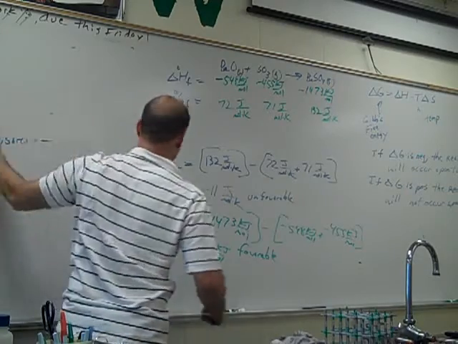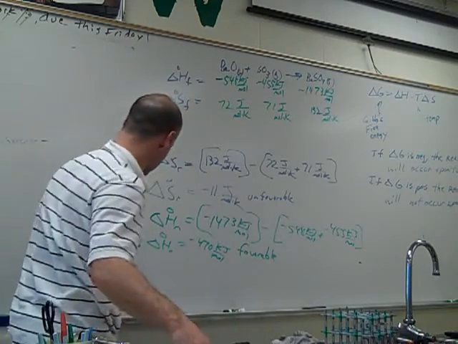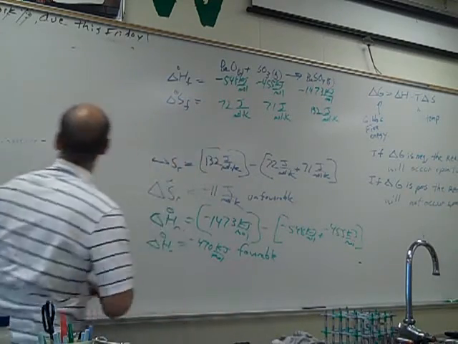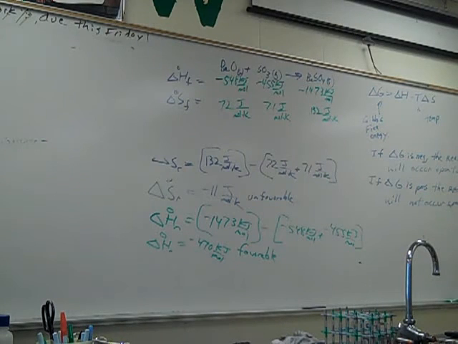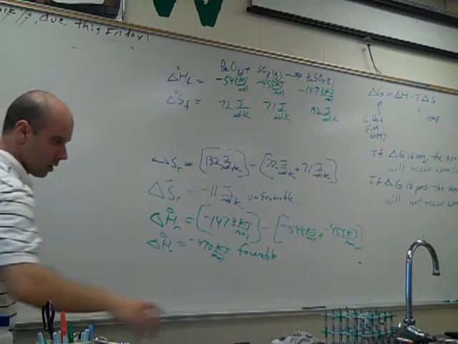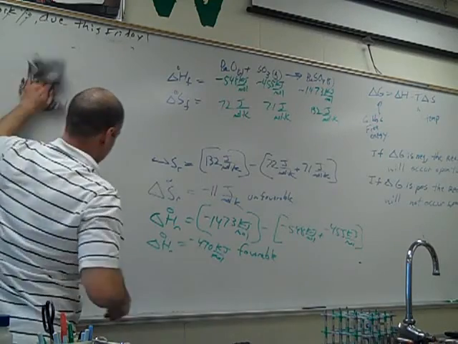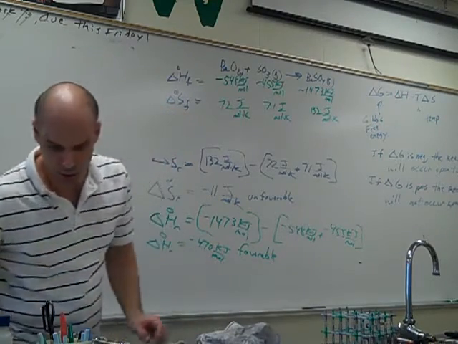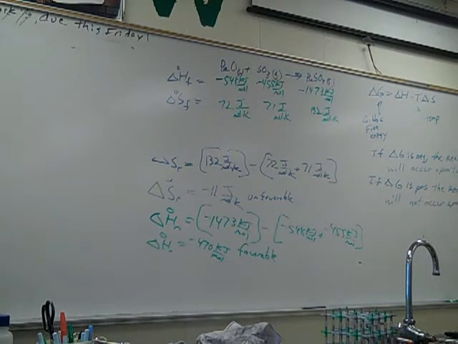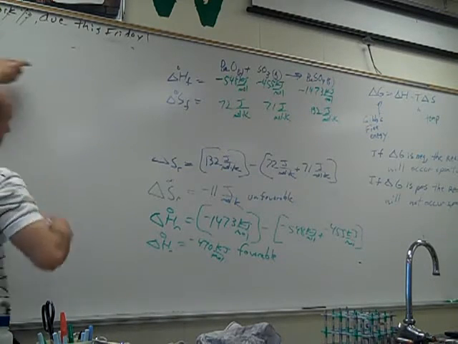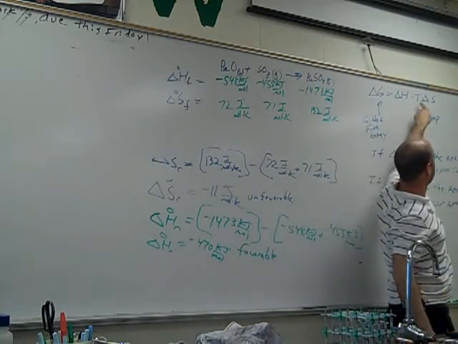So let's calculate the delta G for this reaction. Two things to be aware of when you're calculating delta G: delta H is in kilojoules, delta S is in joules. So for delta G, you've got delta H, which is negative 470 kilojoules per mole. Subtract the temperature times delta S.